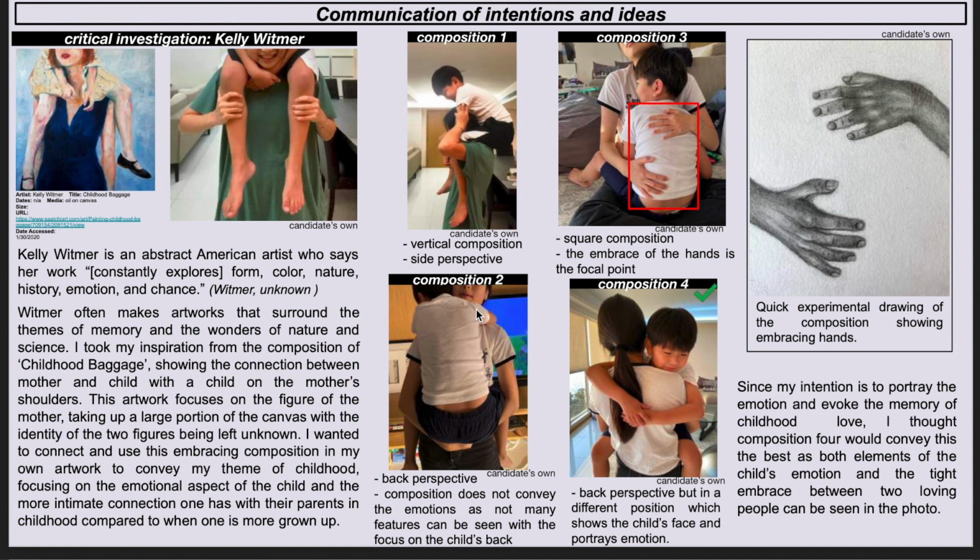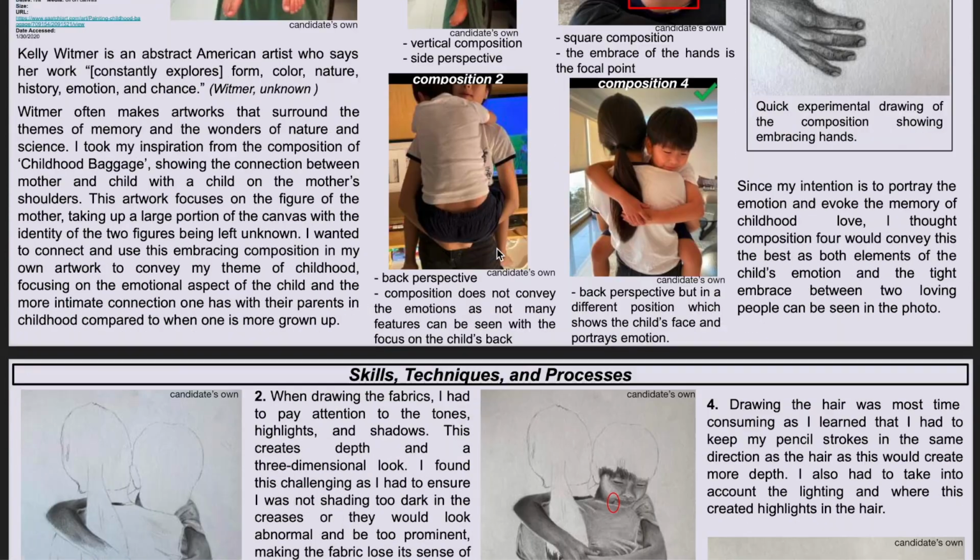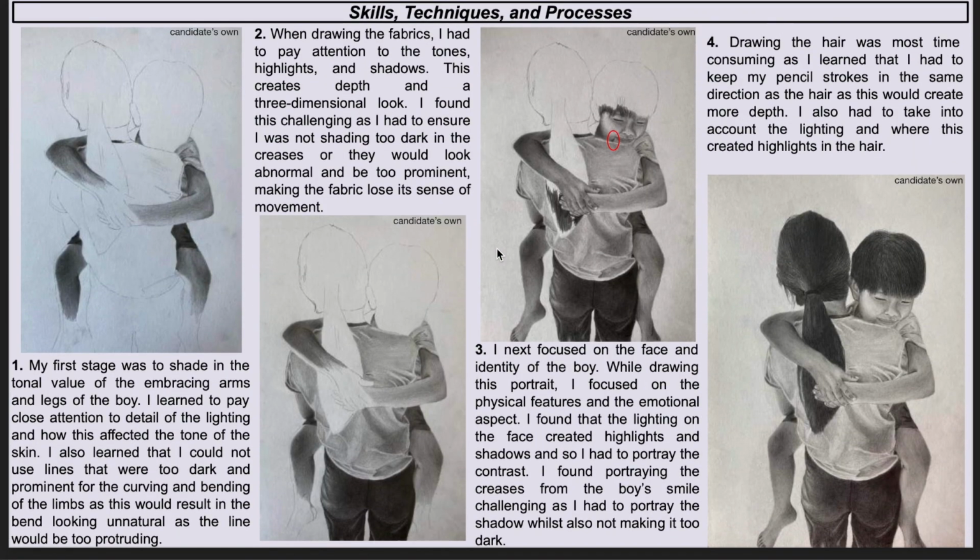So the first screen would be me communicating my ideas and how I came about to think of doing this piece of work. Here you can see all the different composition ideas and the different angles of the photograph. And then this is me doing an experimental drawing of the embracing hands. So the first screen would always be my critical investigation and communicating my intentions and ideas. And then my second screen would either be media experiments or my process, taking pictures of each stage of my drawing.